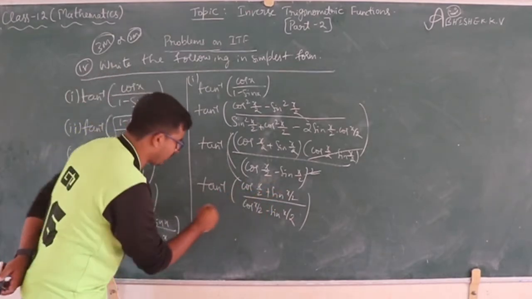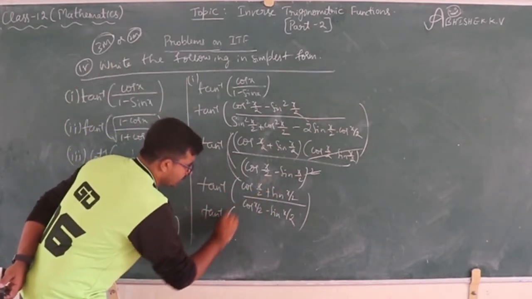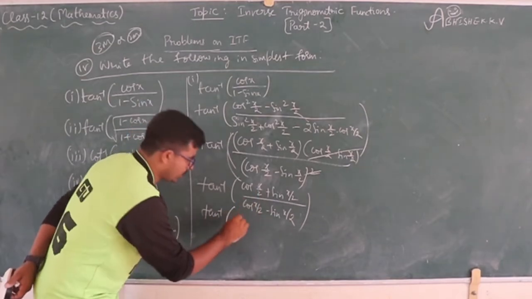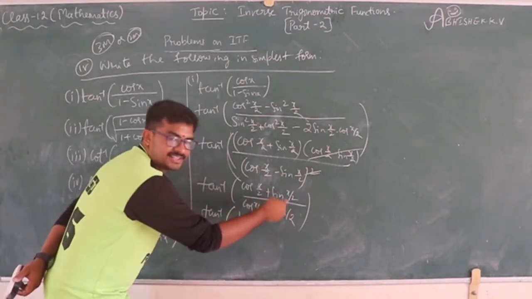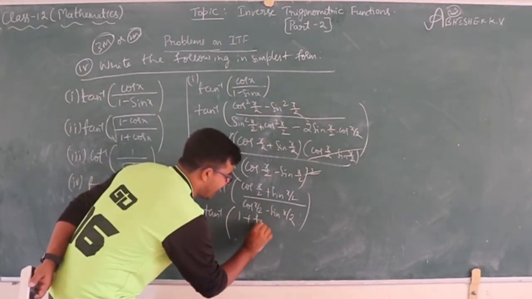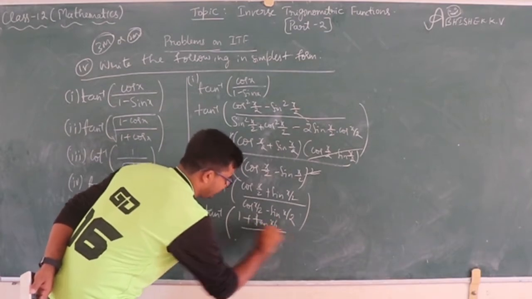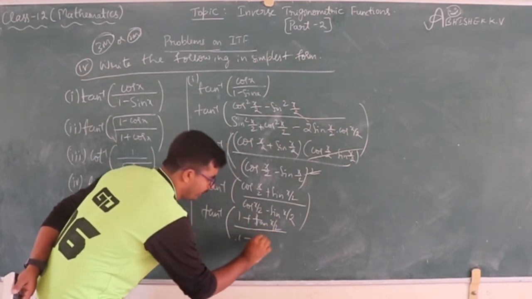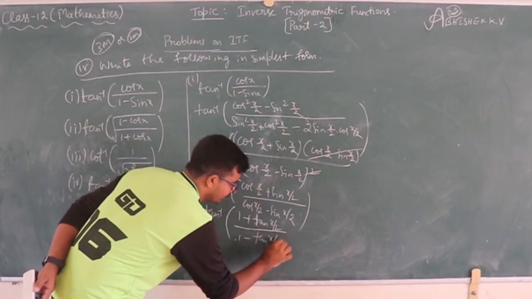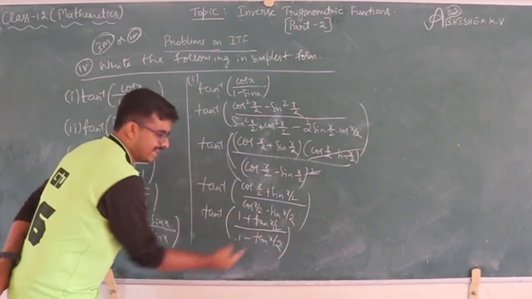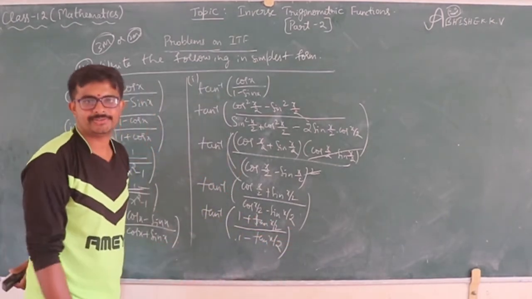Divide throughout by cos x by 2. What do we get? Tan inverse of cos x by 2 by cos x by 2 plus sin x by 2 by cos x by 2, which is tan x by 2. Again here, cos x by 2 by cos x by 2 minus tan x by 2. Then 1 plus tan x by 2 over 1 minus tan x by 2.